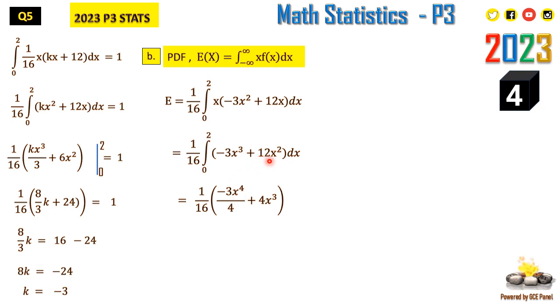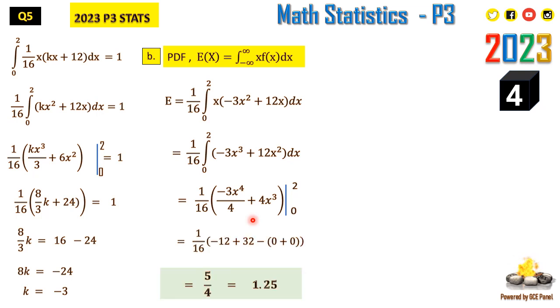When you integrate 12x squared, you're going to have 12x cubed on 3, which is equal to 4x cubed. And the limits are from 0 to 2. So taking upper limits minus lower limits, that is going to give us 5 on 4.